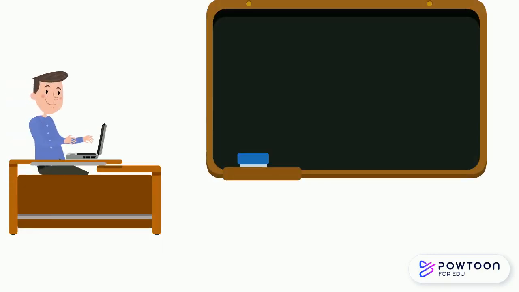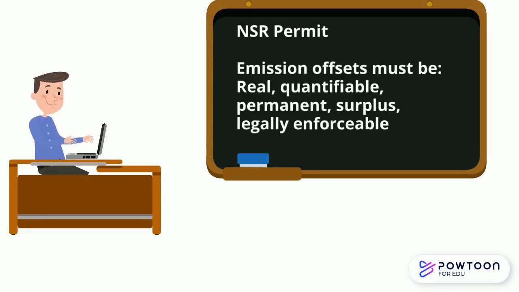Let me give you an example of when an offset isn't real or surplus. Let's take an example of a plant that was scheduled to shut down for, let's say, economic reasons. That plant's emissions can't be part of an offset transaction because the emission reductions would have occurred anyway, so another facility can't take credit for this reduction.